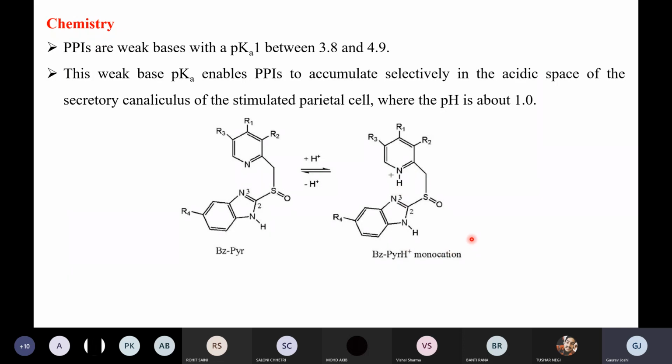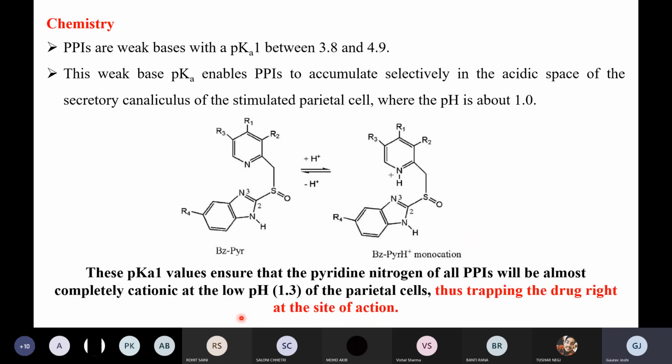And when the drug is in the cationic form, what will happen? The drug will not get absorbed into the blood, right? So this is the first thing. This pKa1 value ensures that the pyridine nitrogen of all the PPIs will be almost completely cationic at the low pH of the parietal cells, thus trapping the drug right at the site of action. So this protonation will ensure that the molecule remains confined inside the parietal cell.